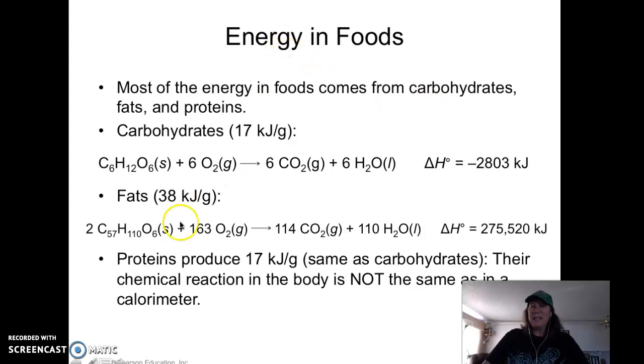But here's an example. This is sugar. This is glucose. This is the simplest sugar. This is the one we want. If you're in a coma and they only give you one thing, they would give you this, because this is what you need.